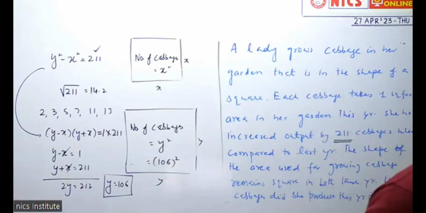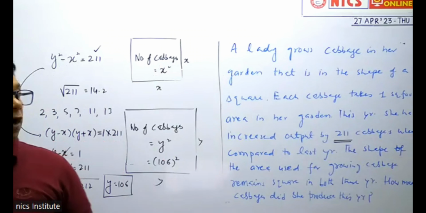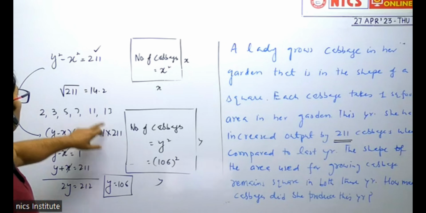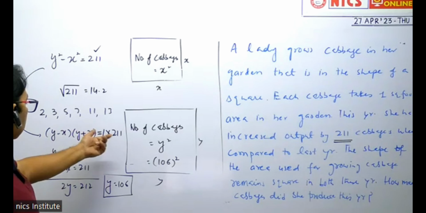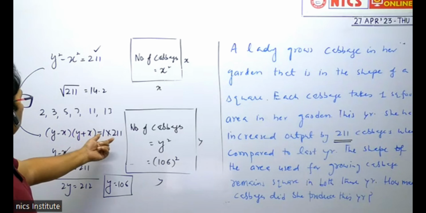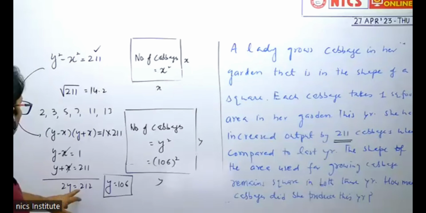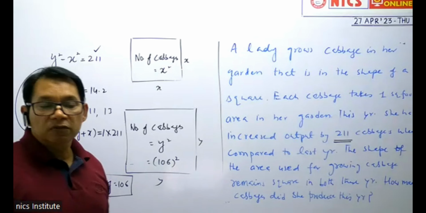Was this the option there? Since 211 was a prime number, we factorize this. Y minus x equals 1 because y minus x has to be a smaller number, and y plus x would be a larger number. Adding these two, x cancels out. 2y is 212, y is 106. The number of cabbages would be 106 whole square.